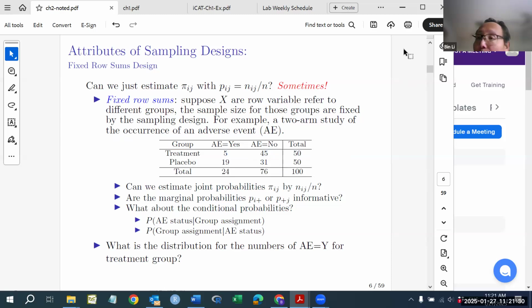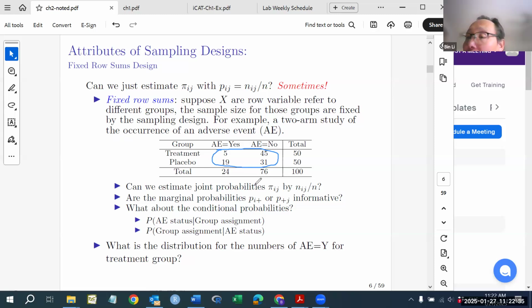Okay, so what is the joint probability of observing these four numbers? Still remember what joint probability means? Joint probability means it depends on not one variable, but more than one, right? Okay, so what is the chance of observing 5 AE yes in the treatment group, 45 AE no in the treatment group, 19 AE yes for the placebo group, and 31 no AE for the placebo group? So what is the chance of observing all these four numbers? Then this should be a product of two independent binomial processes.